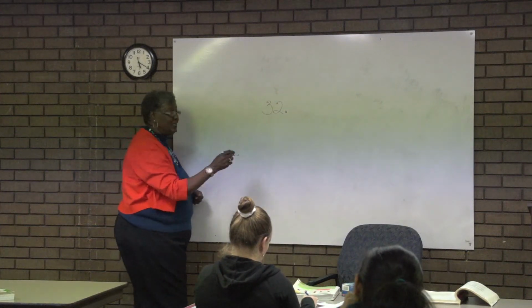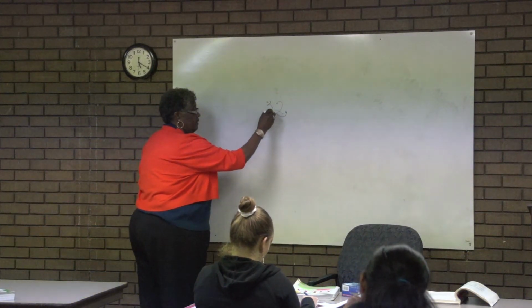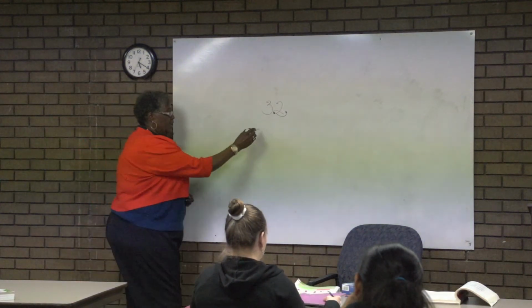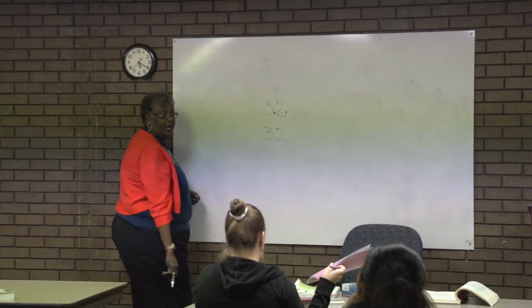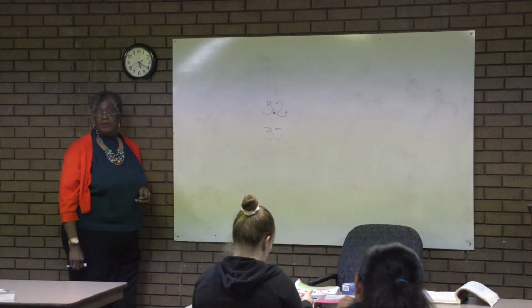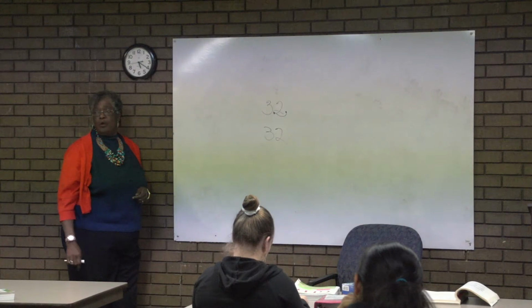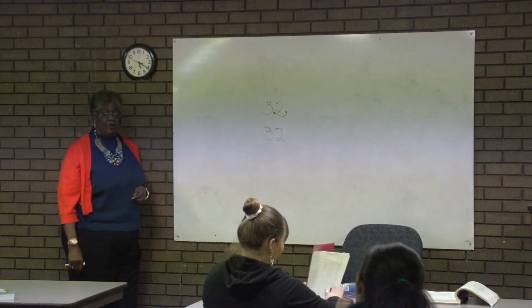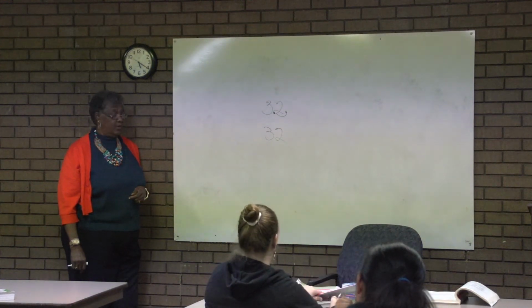It back one time. 3.2. Okay. Divide that by 100. 0.32. By 1,000, it would be 0.032. We'd have to add a 0 because we don't have three numbers there.